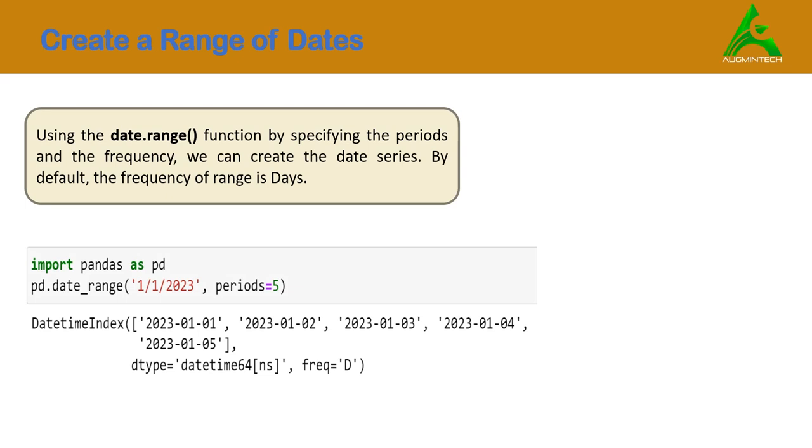And you can see the frequency here is capital D. Here capital D is the notation of date. Capital D here stands for day frequency.